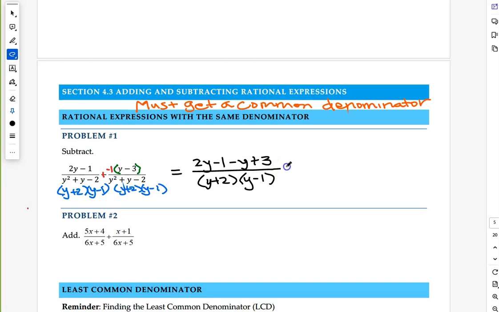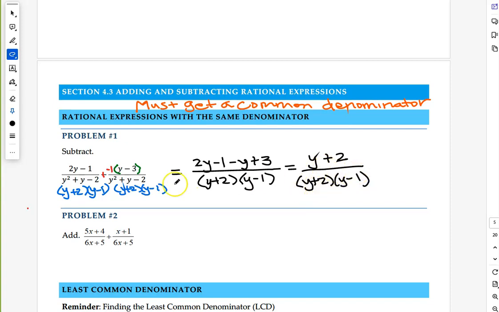Now let's combine our like terms together. When we're adding and subtracting, basically we're combining like terms in the numerator. So 2y minus y is just going to be y. Then I've got negative 1 plus 3, which is a positive 2. That's all over that same thing that we had before, y plus 2 times y minus 1.